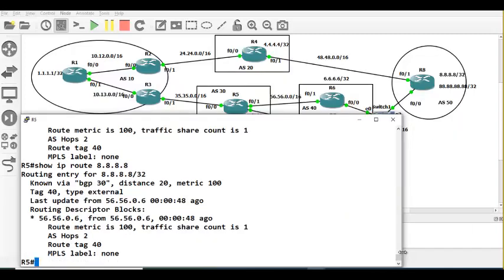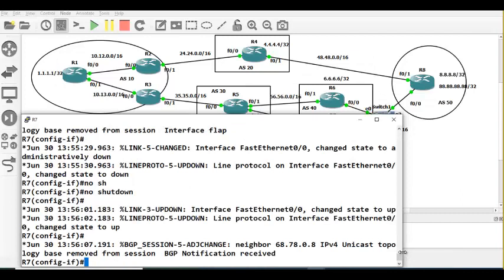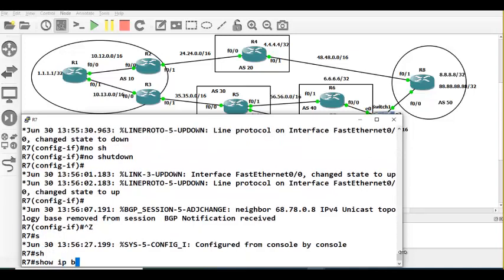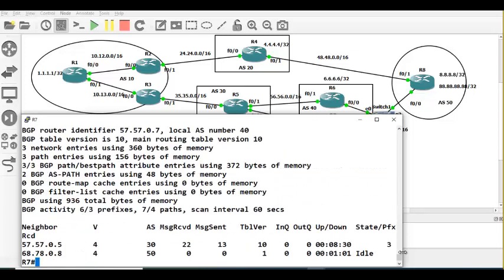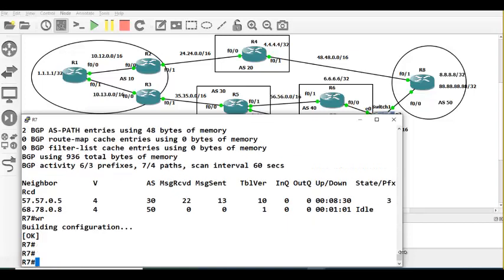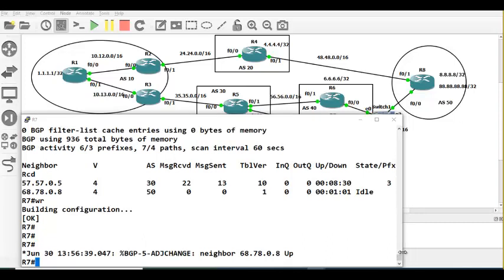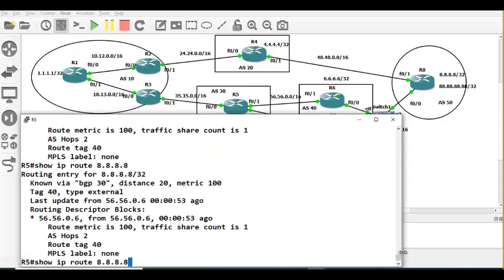Let's verify. Still 6. It will take some time for the convergence. BGP is TCP based, so it will take some time. BGP has not come up. Show IP BGP summary. Still idle state, we need to wait. But it will come. If you want it to come immediately, you need to refresh. See, it has come. So now, instead of 6, I'm expecting 7 and metric as 10.